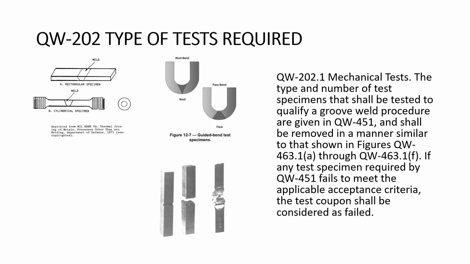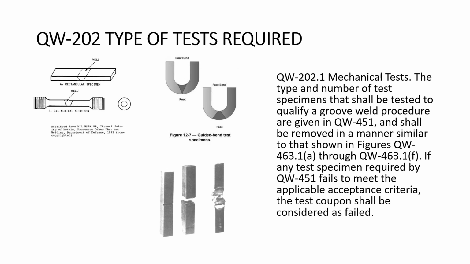Here's the mechanical destructive tests that are required by ASME Section 9. You can see we've got tensile tests up in the upper left-hand corner, and you cut these out of the test coupon, and you have them machined or ground down to a specific size, and then you pull them apart and you measure the amount of force. So that tells us the tensile strength on that weldment.